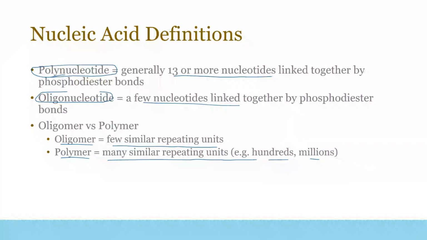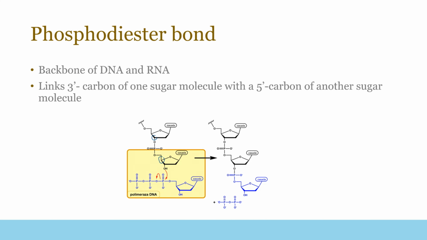So when we say a polynucleotide, keep the definition of a polymer in mind. And when we say an oligonucleotide, keep the definition of an oligomer in mind. This in mind, a polynucleotide can be small. It could be simply 13 nucleotides long. However, oftentimes when we talk about polymers, we're talking about many, many more similar repeating units. The phosphodiester bonds found in DNA and RNA make up the backbone of DNA and RNA. And what phosphodiester bonds do is they link the 3-end carbon of one sugar molecule with the 5-end carbon of another sugar molecule. In other words, they link the nitrogenous bases together.